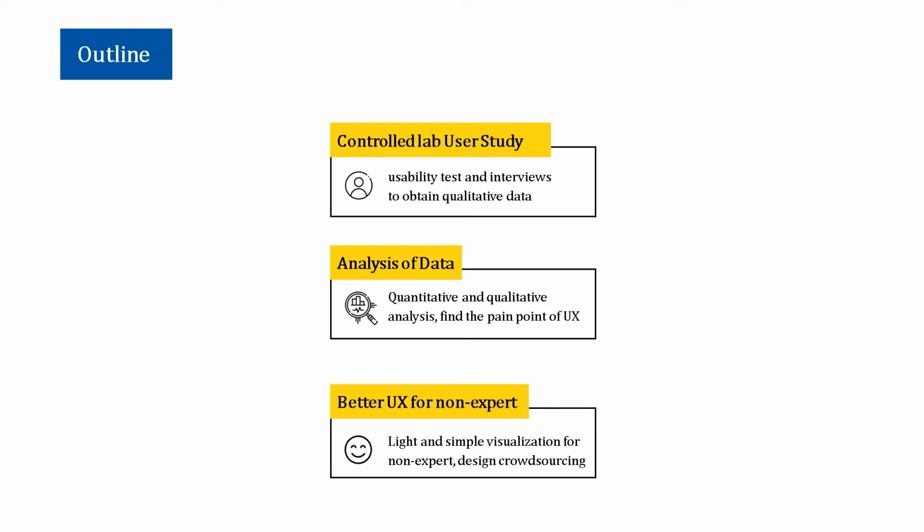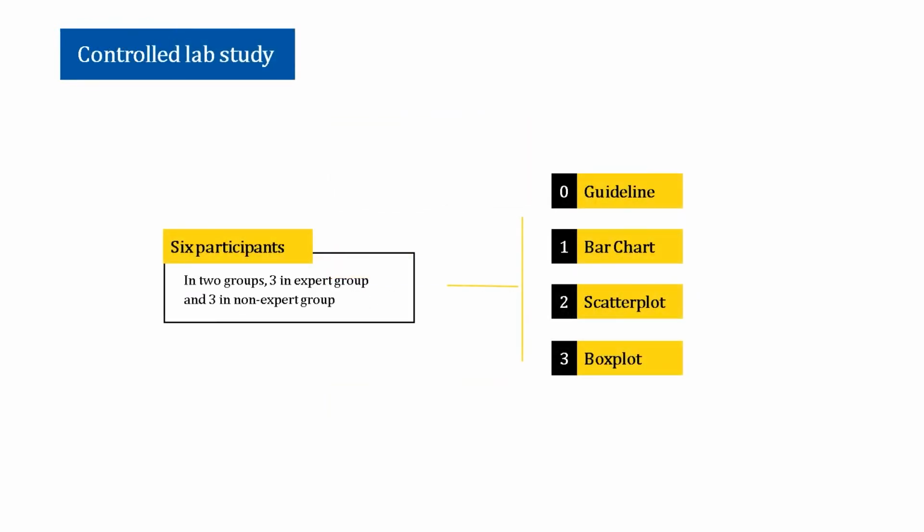The idea of designing crowdsourcing information visualization can help to further understand users. For the lab-controlled study, there are 6 participants in the groups of expert and non-expert. There are 1 guideline and 3 visualization tasks in their user tests. After viewing these charts, users are asked to describe their feelings and discoveries of the visualization.